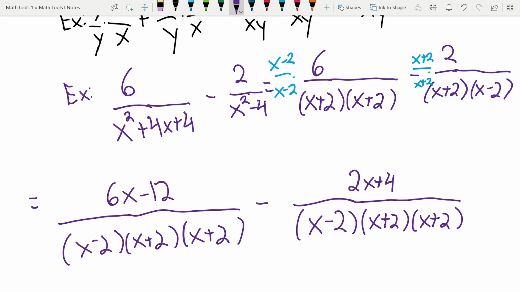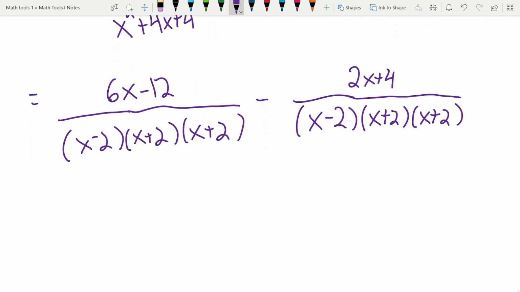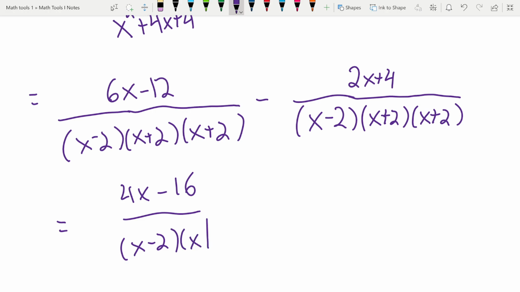Okay. So now we'll go ahead and subtract these. So 6x minus 2x equals 4x. Negative 12 minus 4 is negative 16. Over x minus 2, x plus 2, x plus 2. Okay. Now we can take a 4 out of the top.